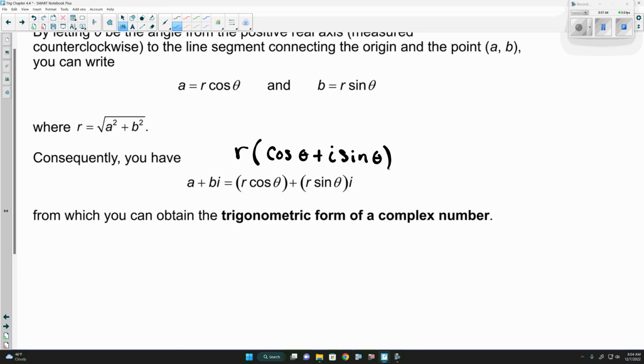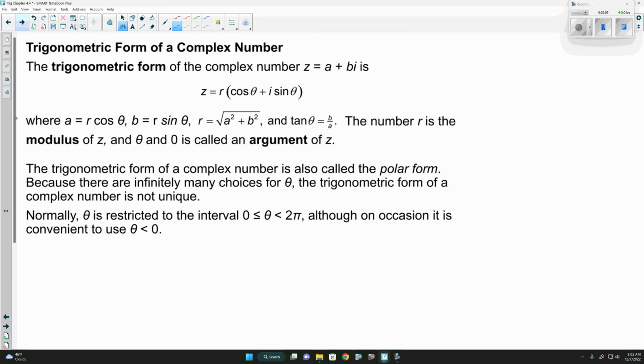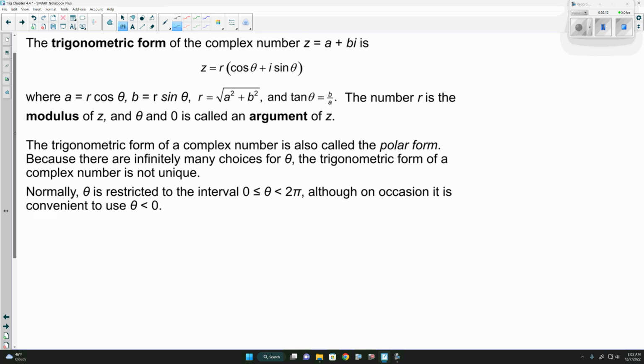Now our r value is going to be the square root of a squared plus b squared, where a is our cosine and b is our sine. This is where we get r, and tangent of theta is equal to b over a.